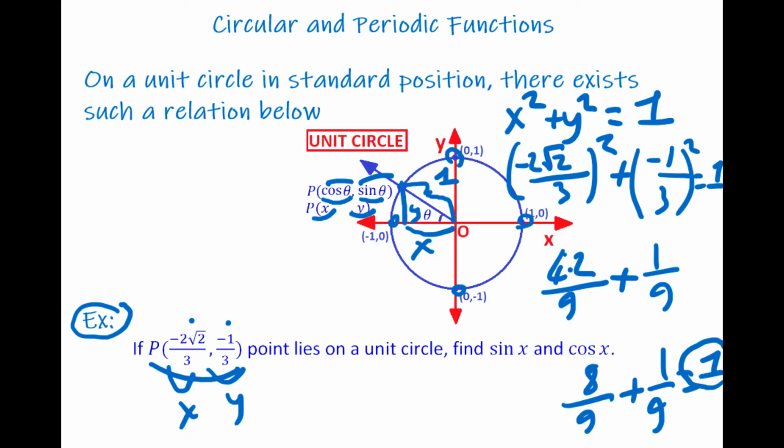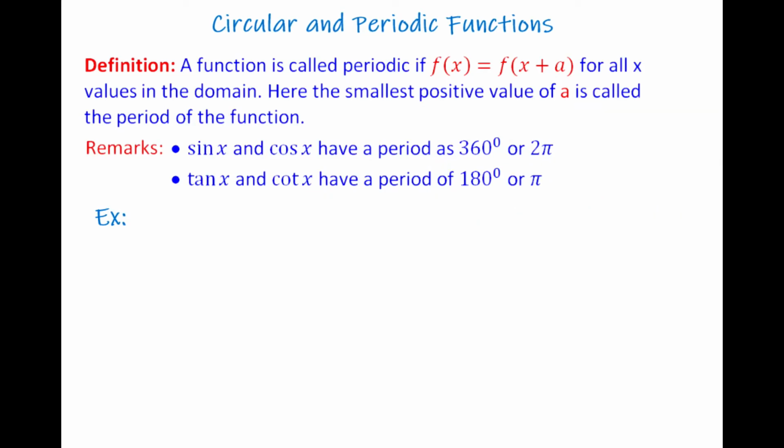So from here, guys, we can say that, yes, sine x is equal to y and cosine x is equal to x. So this is equal to cosine x and that is equal to sine x, guys. We can easily conclude this result. And for periodic functions, we have a definition, and it says a function is called periodic if f of x is equal to f of x plus a for all x values in the domain. Here, the smallest positive value of a is called the period of the function. So as you can see here, if we add a to domain value x, still we get the same thing. And in such cases, a is called periodic.